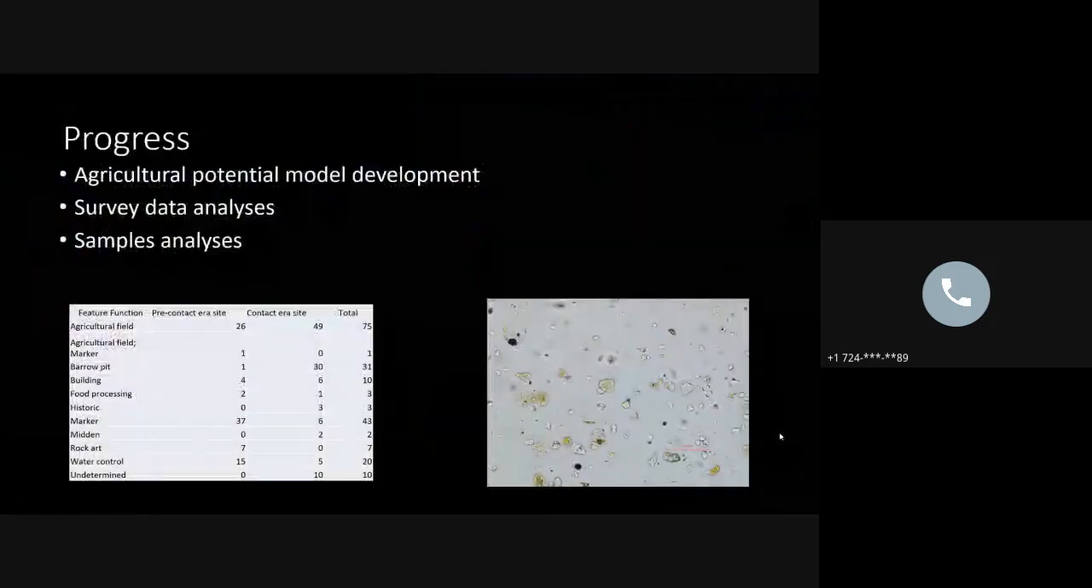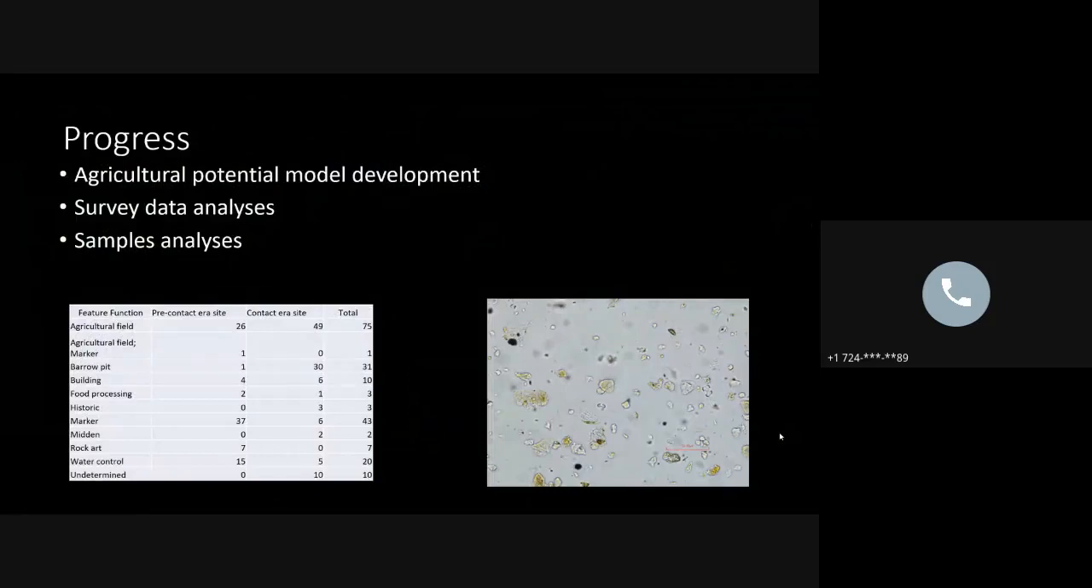So where are we at progress-wise? Well, we have the agricultural potential model pretty much ready to go. So we do know for corn, wheat, and cotton, where environmentally, without any human field construction and intervention, these crops could have grown. And then we have our survey data analysis that we're working on. So here you can see the main feature types that we found, and then their distribution between pre-contact and contact era sites.